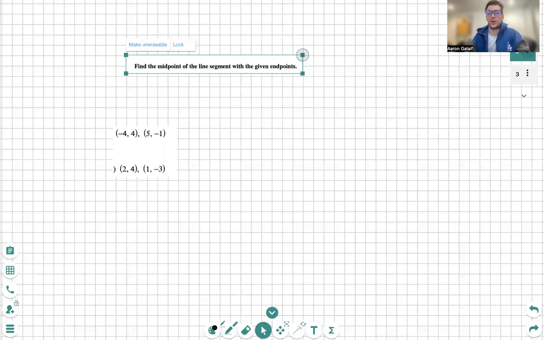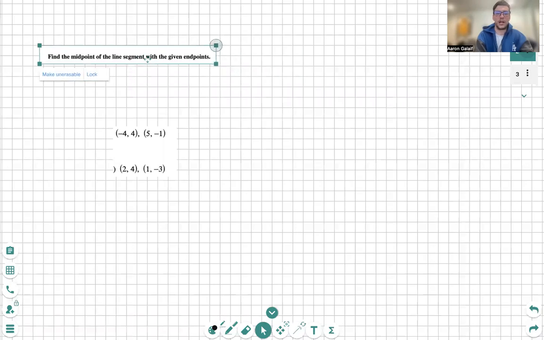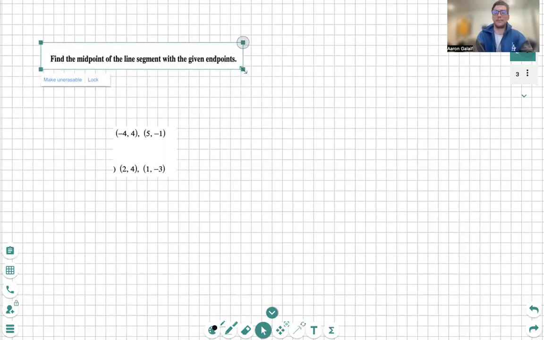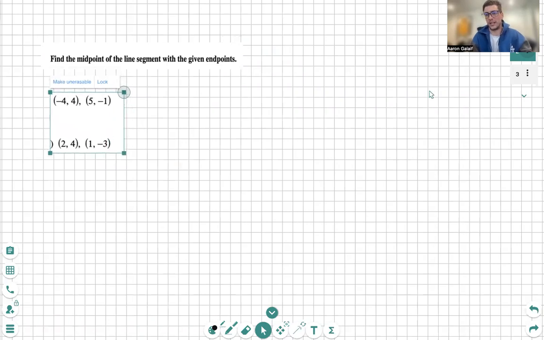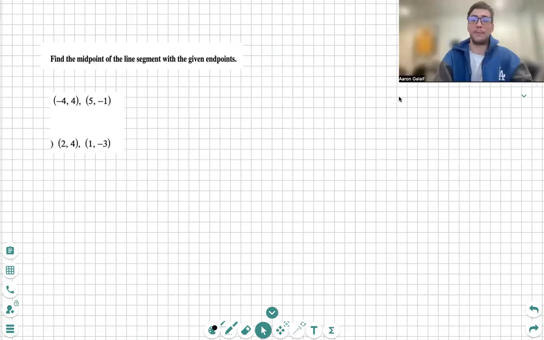Hello. In this video, we're going to go over the simple ways to apply the midpoint formula in finding the midpoint given two endpoints. This will be a fairly quick video and fairly easy. In the next video for midpoints, we're going to go over given the midpoint and one endpoint, find the other. So we need to go over this first.